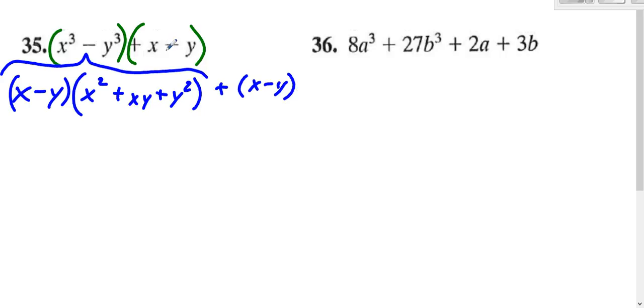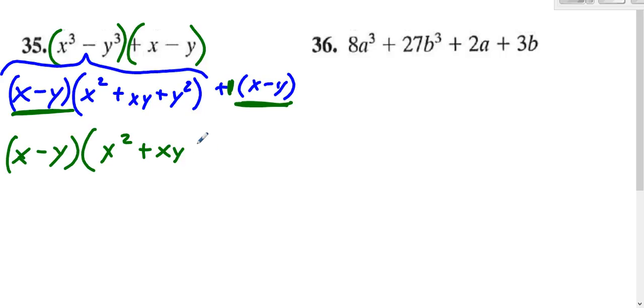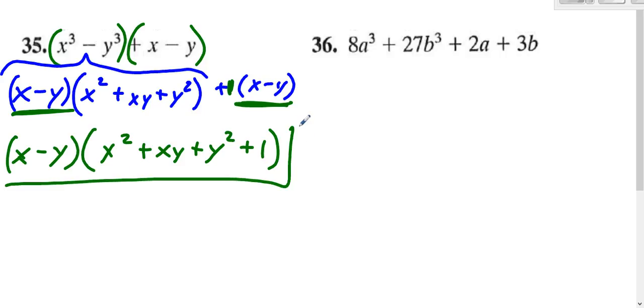And then we have this plus x minus y, which nothing factors from that. You could think of it as having like a one out front though. But then they each have this x minus y. So that's a common factor. And then you write everything else as the other factor. So x squared plus xy plus y squared plus one. It is factored. You could argue if it's more simplified, but it's definitely factored.